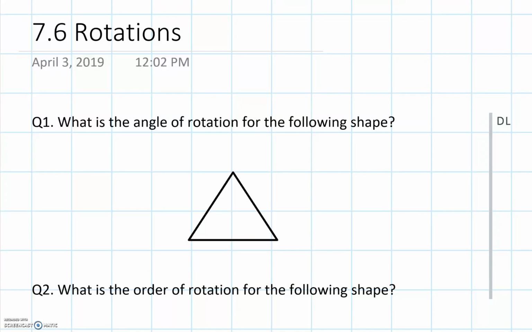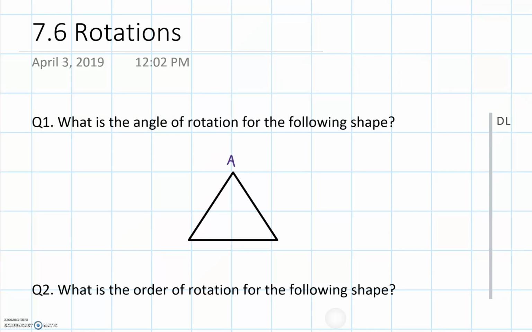rotations. So we're looking at symmetry, but right now we're looking at rotational symmetry. If we rotate an image, at what point is it still looking like the same image as before? So here we have ourselves a little bit of a triangle. It says, what is the angle of rotation for the following shape?